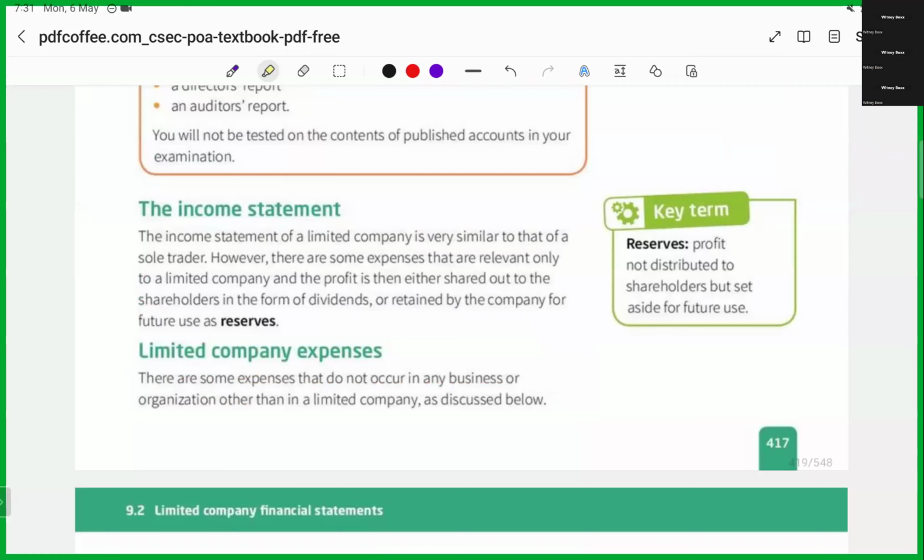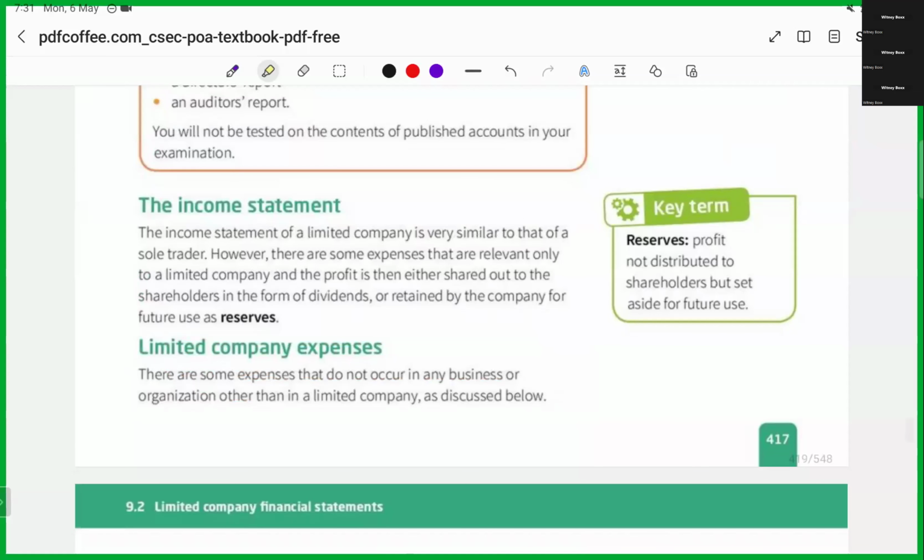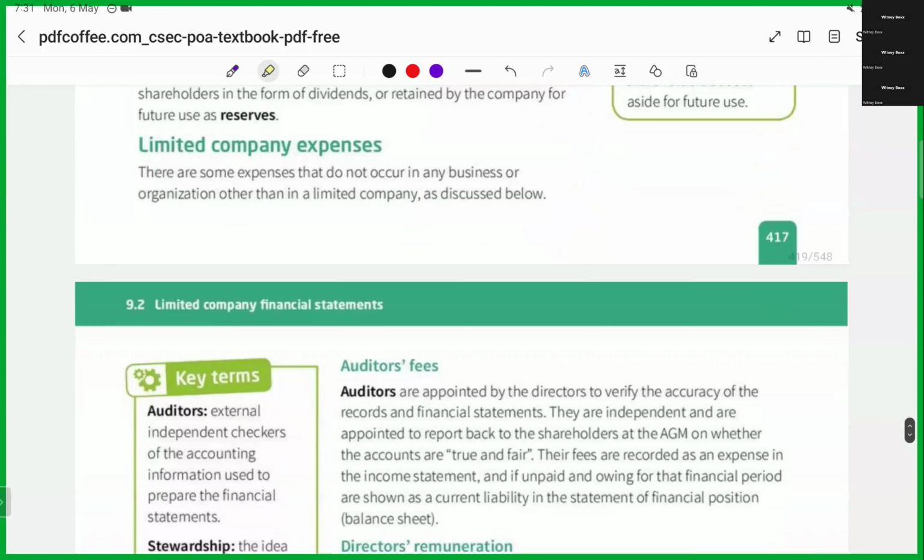Reserves is something that we will see, and it's profit that is not distributed to shareholders, but we set it aside for future use. In a reserve, you save something. So if you make a reservation, they're saving your space for you. That's what reserve is. You set aside something for some use. You may have general reserves, which means you set aside some money that can be used for anything where needed. Or you may have specific reserves accounts where you set it aside for specific purposes, and it can only be used for that purpose.